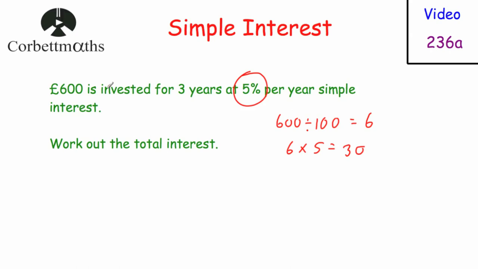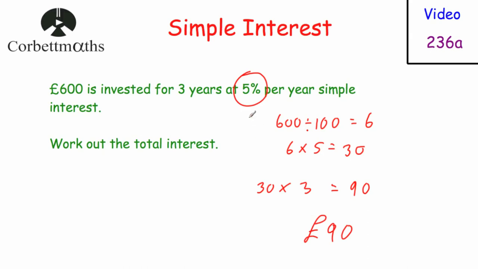So in the first year, £30 added on. In the second year, £30 added on, and so on. And we've been asked to work out the total amount of interest. So the money's been invested for 3 years. So that means that 3 lots of 30 has been earned in interest. So 30 multiplied by 3 is equal to 90. So the question asks us to work out the total interest earned. So that would be £90.